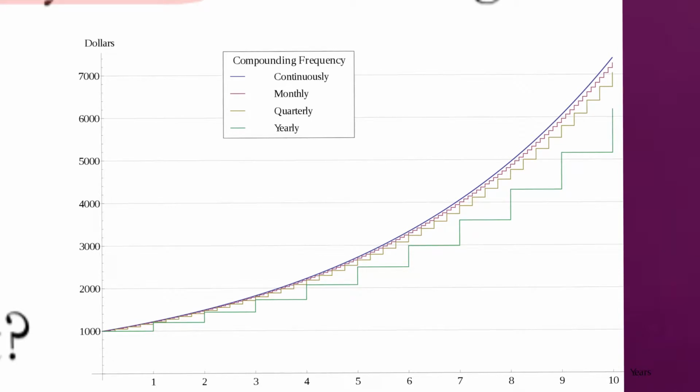Now what this graph is showing us is the number of years along our x-axis and the amount of interest earned in dollars in the y-axis here. And you can see that there's 4 different graphs based on how often the interest rate or the account is being compounded in the year. So yearly is the green one, and then quarterly, monthly, and continuously.